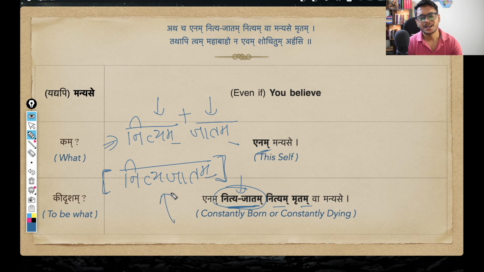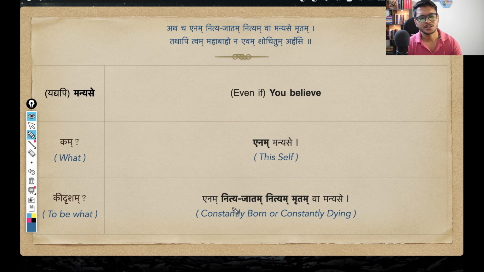So this nitya jatam as a samastapada, as a samasa, and nityam jatam, they both are conveying the same meaning. And this is what is happening in the shloka, that nitya jatam is combined in a samastapada, and nityam mritam, they are kept separated. Why the poet may have done so? Again, to fit all the padas into a meter, and whatever possible reasons he may have. But the point is, both of them are representing the same kind of information.